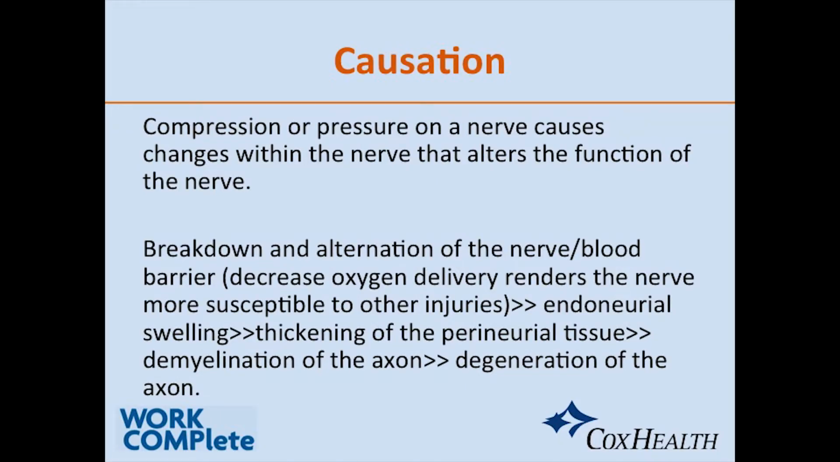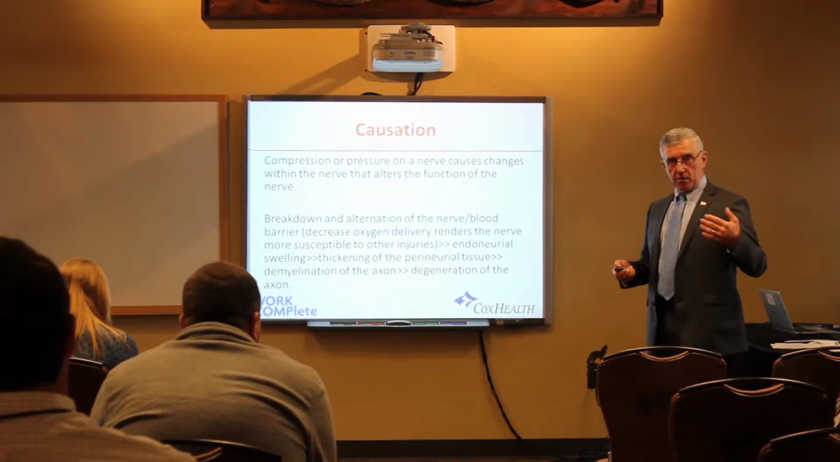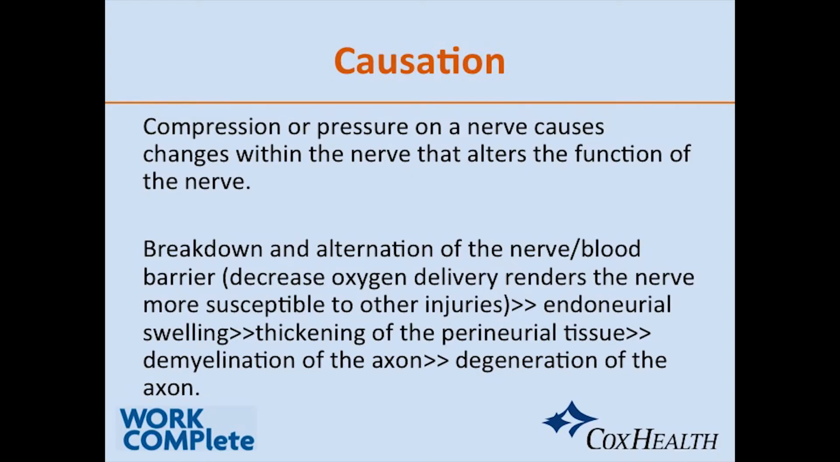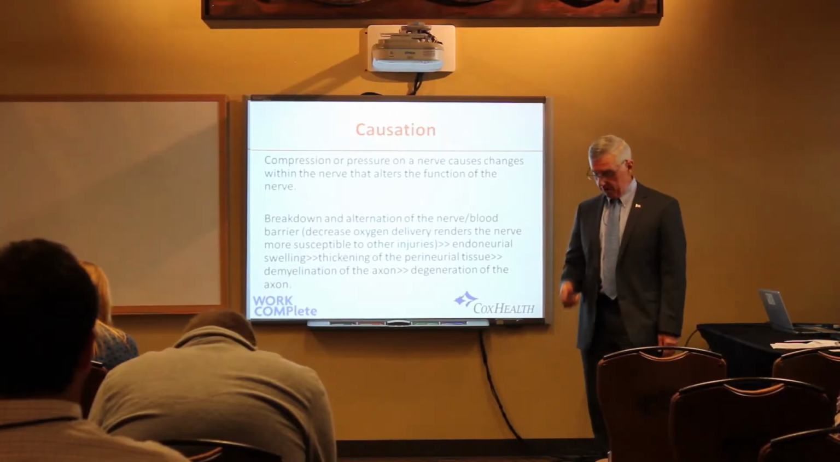Okay, compression or pressure on the nerve causes changes within the nerve that alter its function. So we have a breakdown, an alteration of the nerve-blood barrier. We have decreased oxygen delivery, rendering the nerve more susceptible to other injuries because of the microtubule issues. There's endoneurial swelling, thickening of the perineurial tissue, demyelinization if pressure is not relieved, and degeneration of the axon in cases that are very severe.